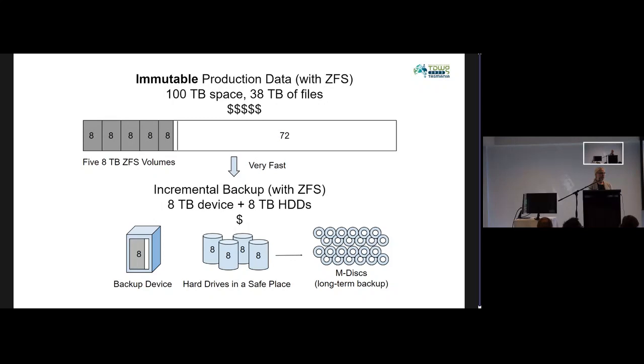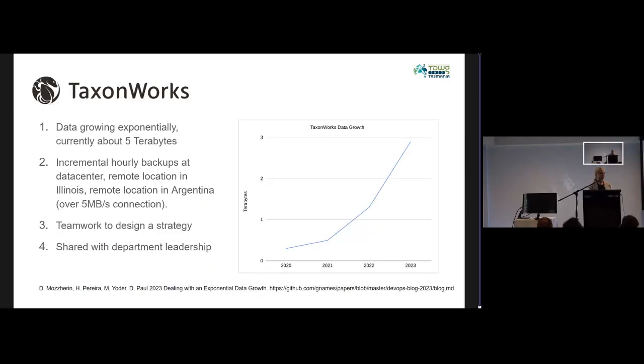Five 8-terabyte sections. As you build those up, you pull them out and you copy them over. And that costs about an order of magnitude less, so that's about $4,000 to do there. At TaxonWorks, as a specific example, we have data going something like that. Currently, we're at about 5 terabytes, so we're looking at exponential data growth of this kind of data. And we currently have hourly backups. They are in our space, remotely, and down in Argentina as well.